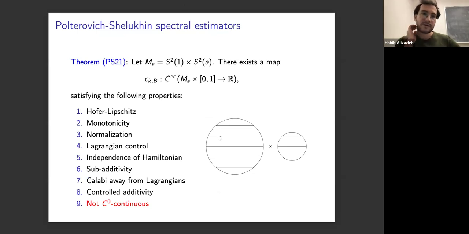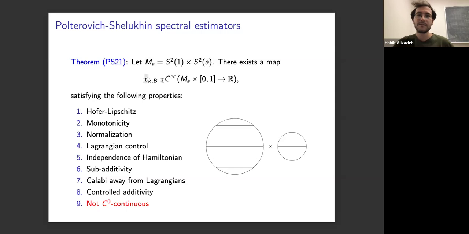So let's see what the spectral estimators defined by Polterovich and Shelukhin are. Take this projective sphere. One of them has area 1 and one of them has area A. A is supposed to be a very small number, and it's supposed to be rational. You know, the rationality assumption in symplectic geometry is well known, and you can guess where it comes from. It's always very useful and helpful, and makes your life easier.